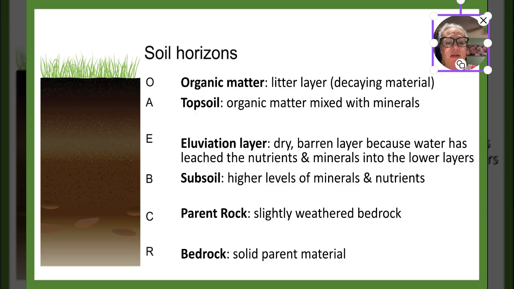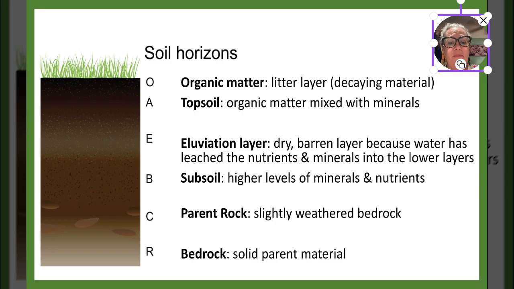The alluviation layer is this dry, barren layer. It's not always present in the soil horizon, but it needs to be defined that this is an aspect of soil horizons that can be present. This is an area where water has leached through and nutrients and minerals are moved into lower layers. And that's actually a layer of soil that's pretty poor. And then there's a subsoil where there's higher levels of minerals and nutrients.